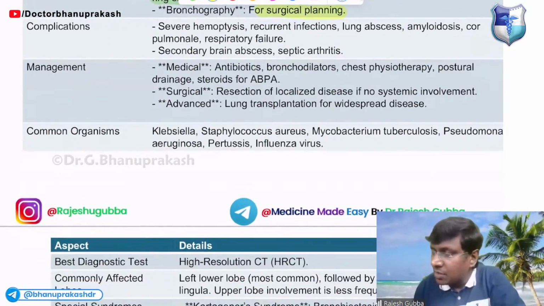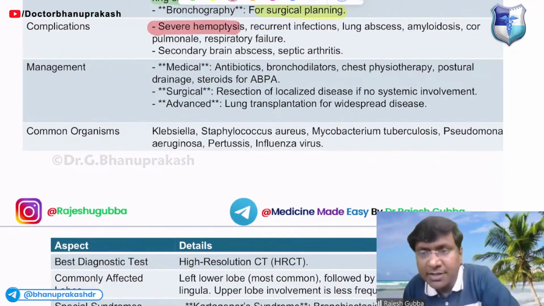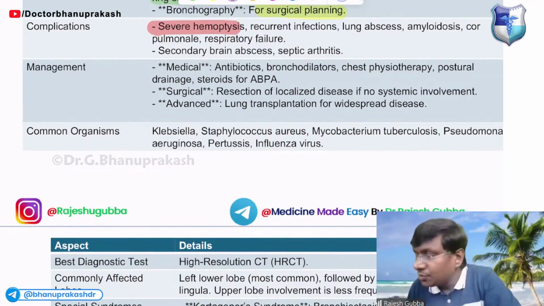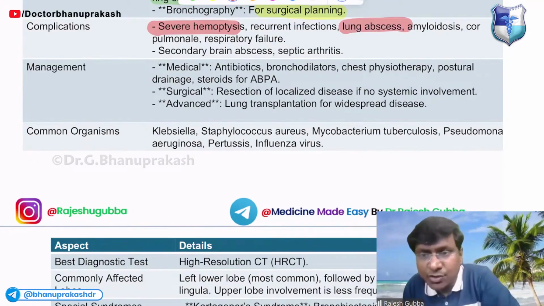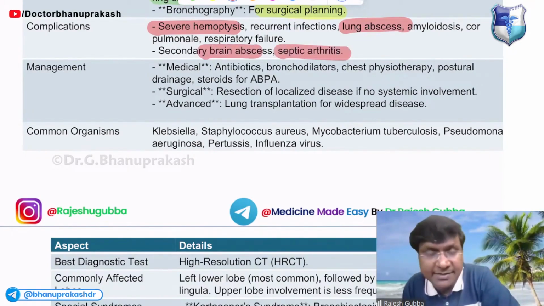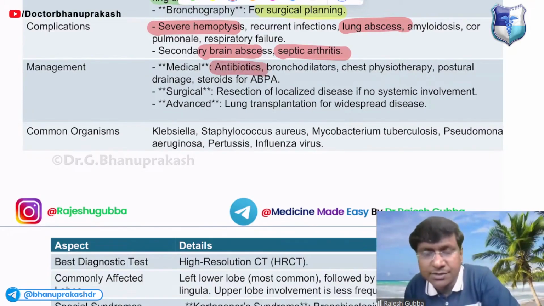And what is the most common complication? That is severe hemoptysis, due to rupture of the bronchial vasculature. If there is severe hemoptysis, these patients have to undergo bronchial artery embolization. And not only lung abscess, the infection from the bronchi can spread to distant sites also, and that will result in secondary brain abscess and septic arthritis, right? Then what is the management? See, the most common cause you said is infection, so you need to give antibiotics.